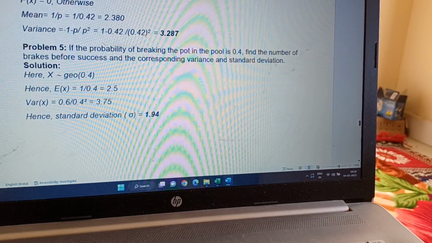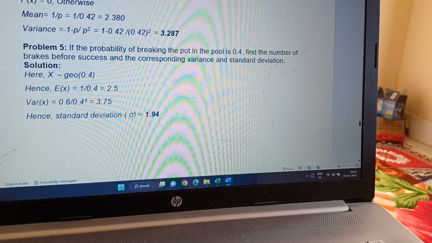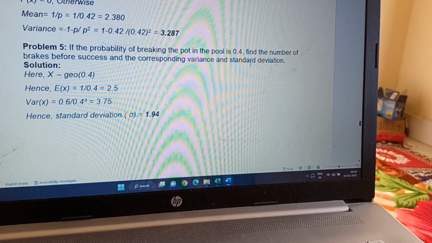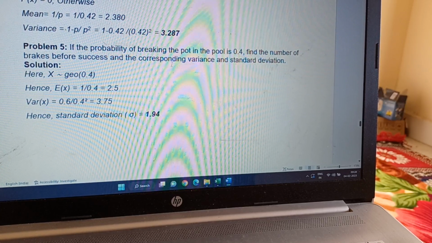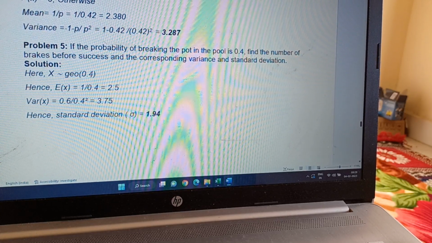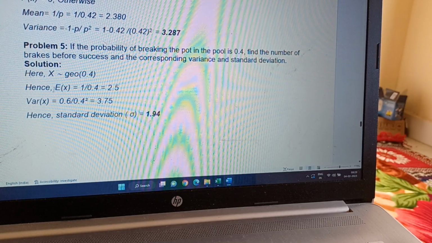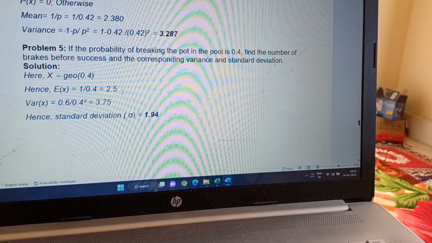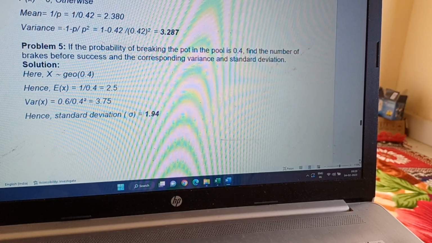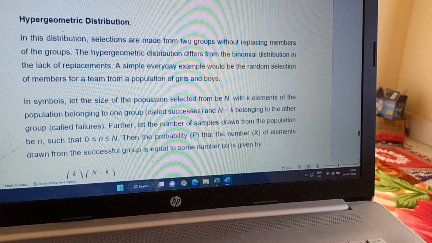If the probability of breaking a pot in pool is 0.4, find the number of breaks before success and the corresponding variance and standard deviation. The standard deviation is just the square root of the variance. So here the geometric distribution is about success, which is 0.4, breaking the pot, and the expectation of x is 1 by 0.4, which is 2.5, and then the variance of x, and then I took the square root of this and got the standard deviation. It was just for your information about what kind of questions can be asked in the exam. And now I go to the hypergeometric distribution.